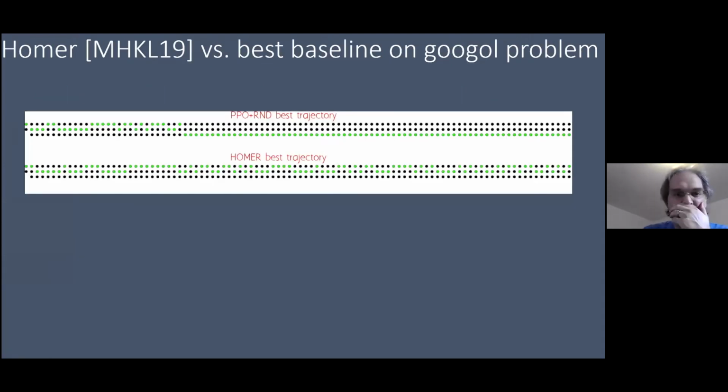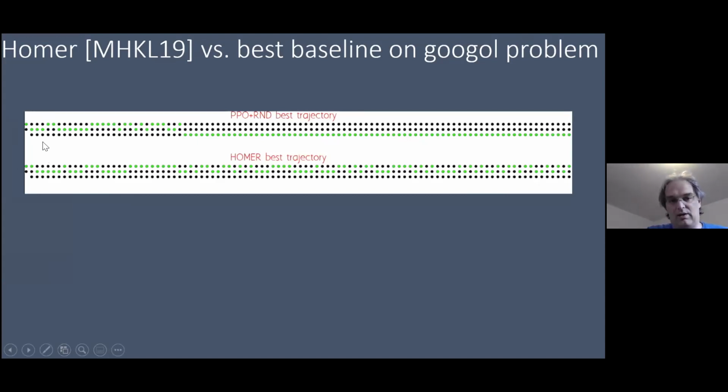Okay, so we have an algorithm called Homer, which does solve this problem, and I'll go through that in a moment. But I want to go through what this looks like. So we have 100 time steps. You can see the 100 time steps from left to right here.